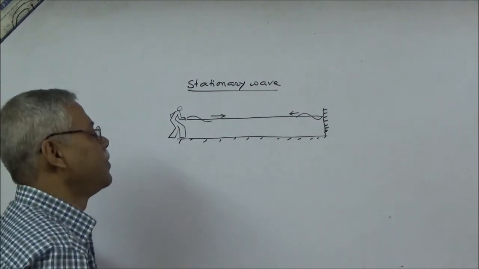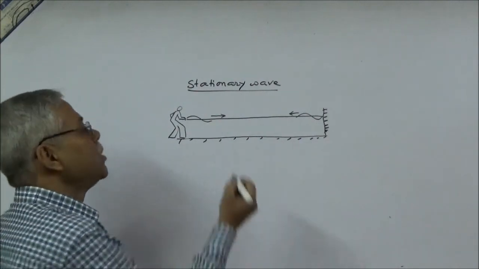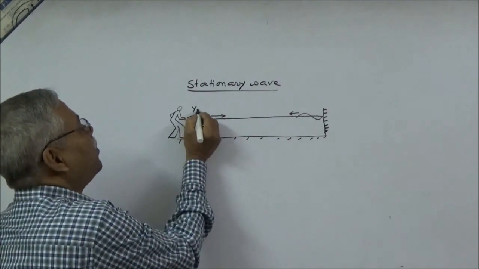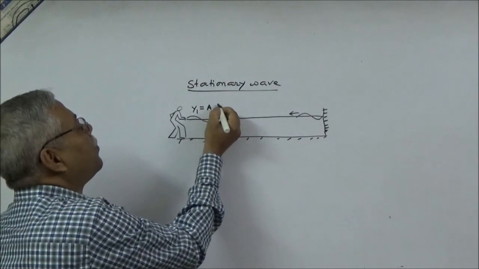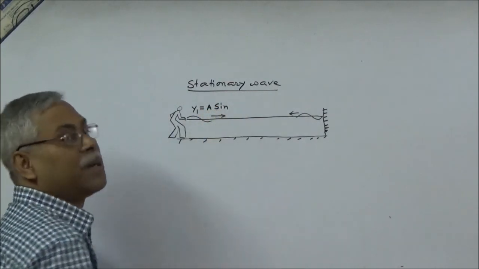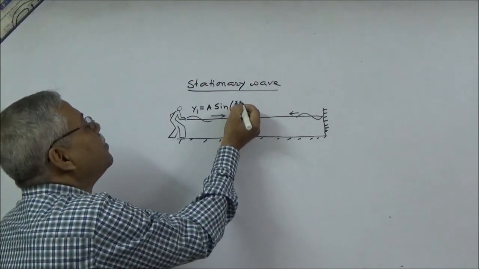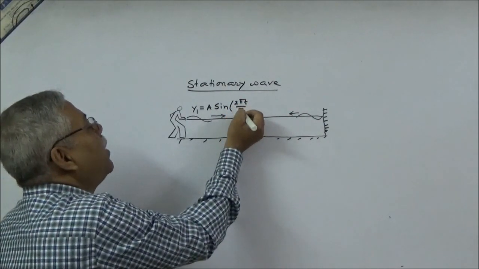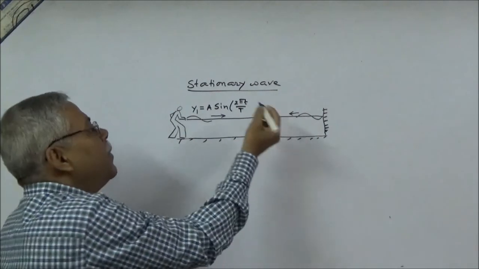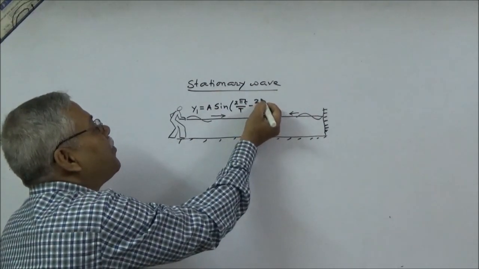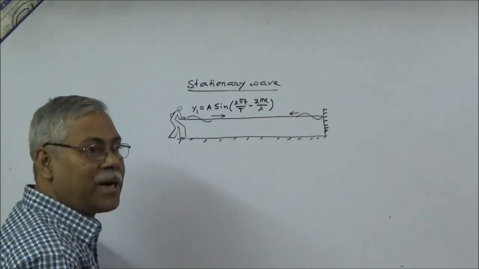Find an equation of a stationary wave. Consider this wave, the incident wave: y1 equals a sine 2 pi t by T, traveling from left to right, which means minus 2 pi x by lambda.